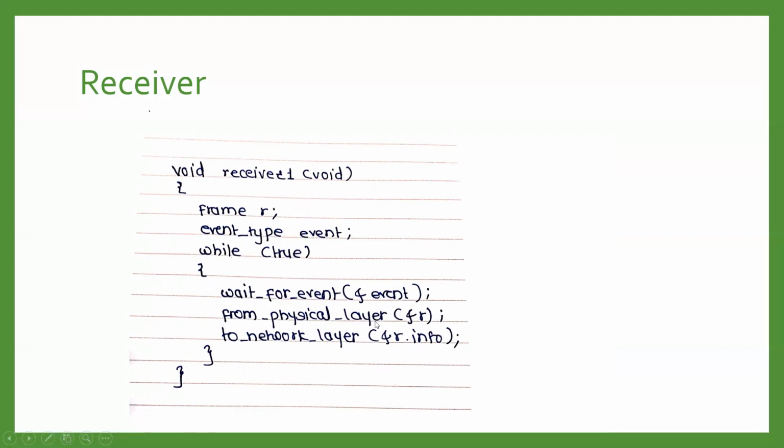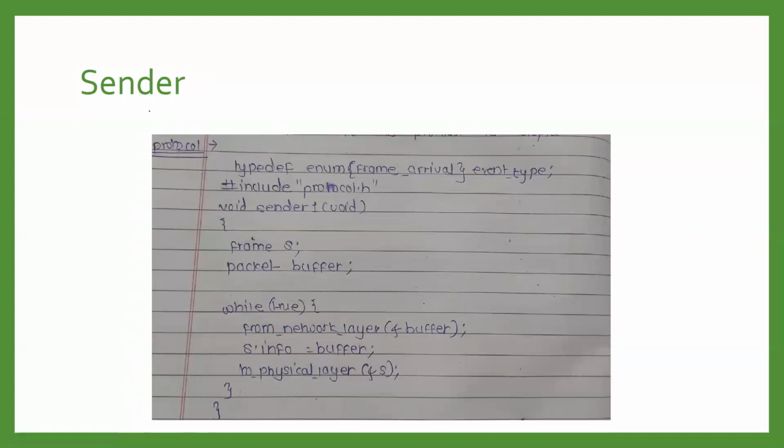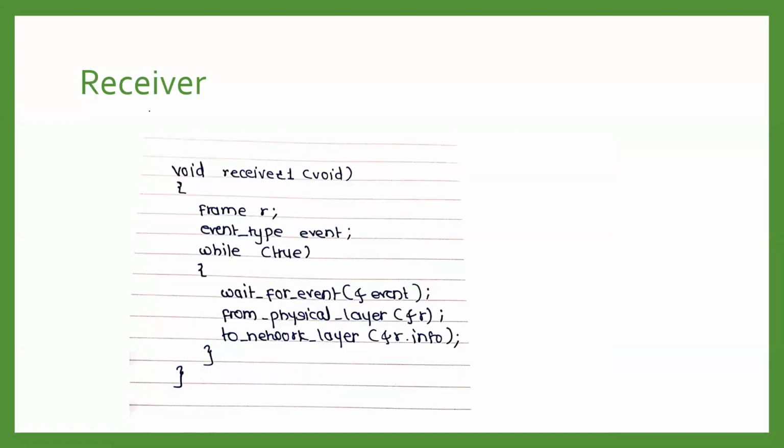Simple work is there. At the sender side, we are just pumping out the data from the network layer, proceeding at the data link layer, and it will be transmitted to the physical layer. At the receiver side, we are waiting for the event to occur. Once the event occurs, event occurring means the data is available at the physical layer, so that can be taken by the data link layer at the receiver side, and it will be transmitted to the network layer.